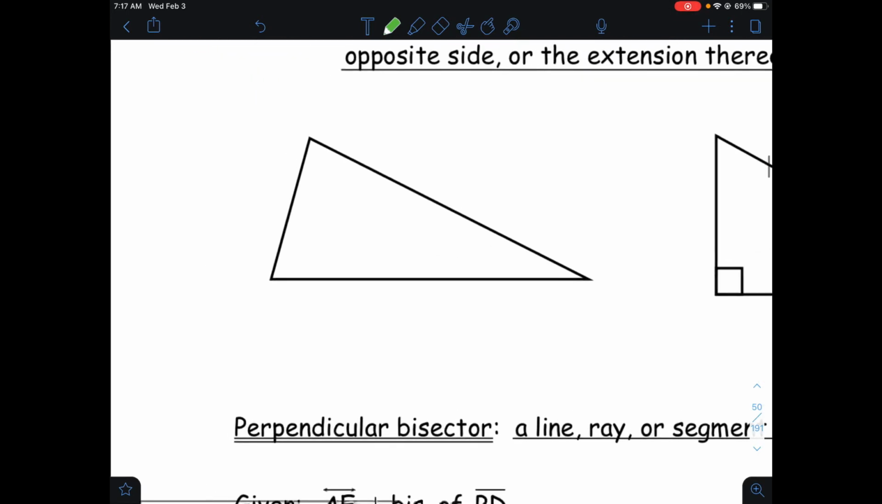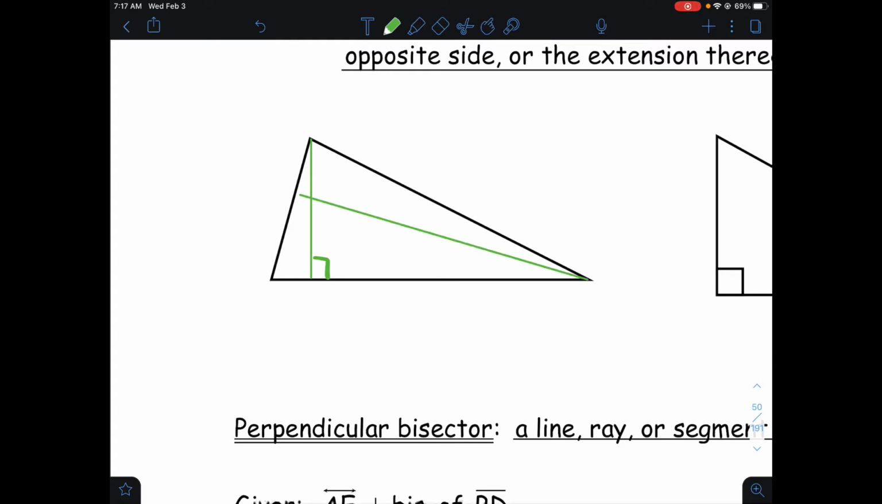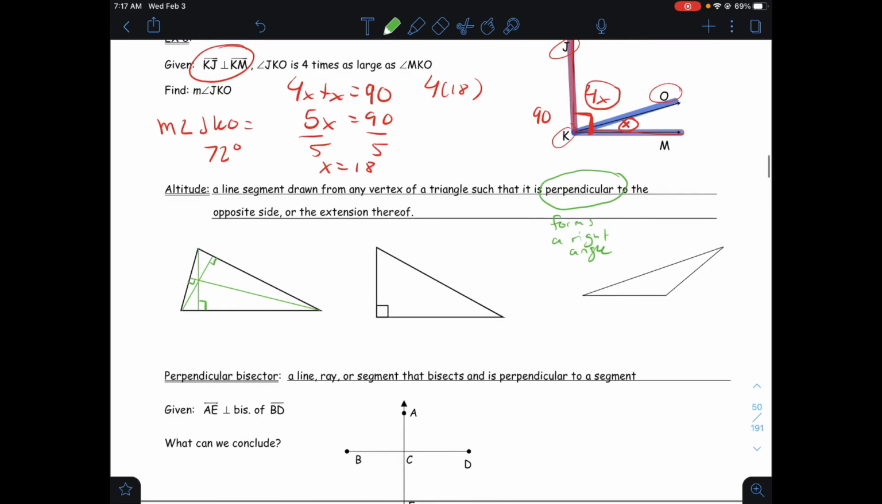All right, so if we wanted to draw an altitude for this triangle, this would be an altitude. And you should be able to draw multiple altitudes. Of course, these aren't perfect because I'm not using a protractor, but it gives you a pretty good sense of what an altitude is going to look like. You should be able to draw 3 of them for a triangle. And what it does is it forms a right angle.